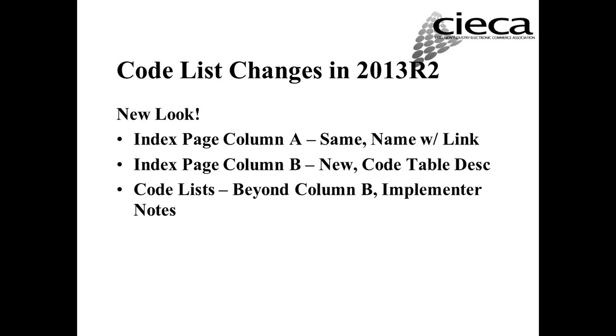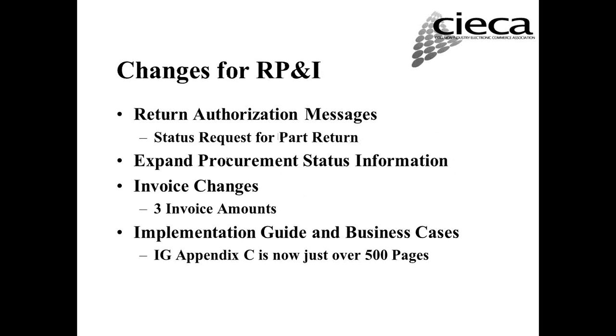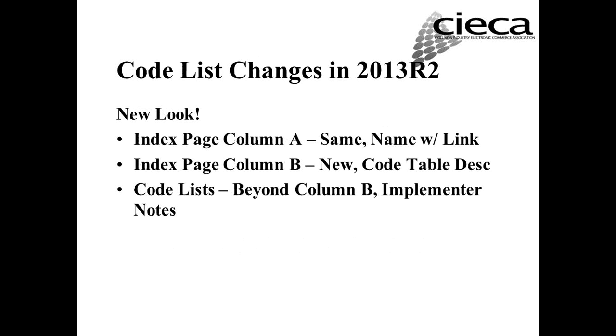So that is the changes to the business message suite Word document. The next thing we focused upon was the code list. And when you look at the 2013 R2 code list spreadsheet, it will appear different. Column A will continue to have the code table name and a link to the code table, but column B will include a brief description of the code list, followed by the other columns from prior releases. The updated description will be on the index page and the code table itself.